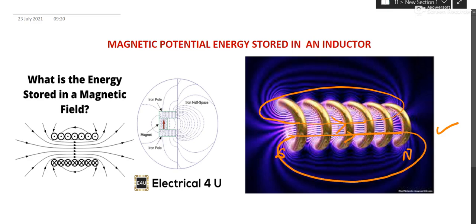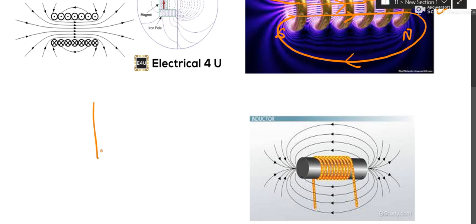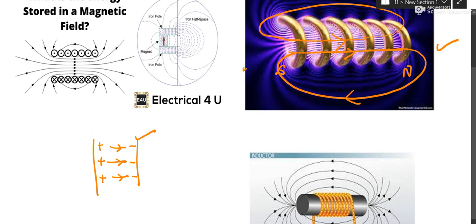So it holds them. What is the meaning of holding them? That it is having magnetic potential energy. Like what does the capacitor do? Capacitor holds electric field lines, so we say it has electrostatic potential energy. Similarly, as a capacitor has electrostatic potential energy, an inductor, a solenoid, is having magnetic potential energy.